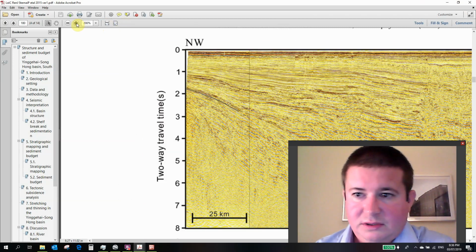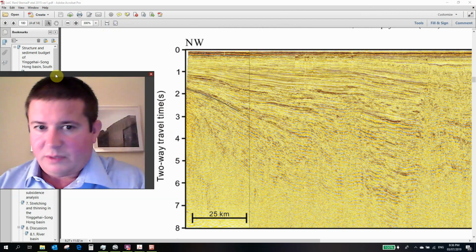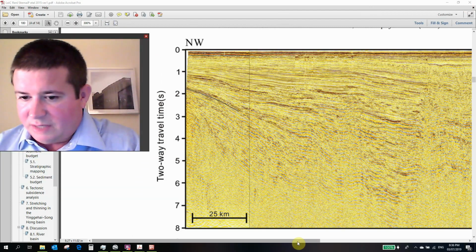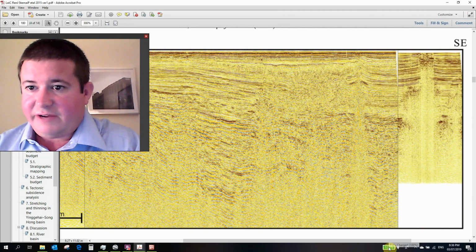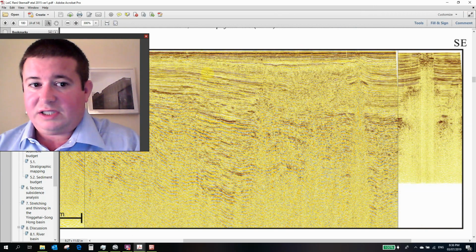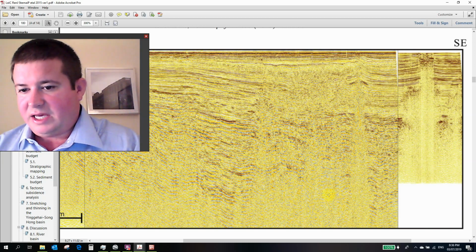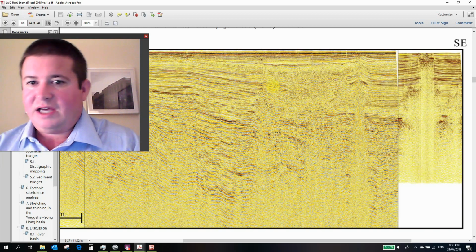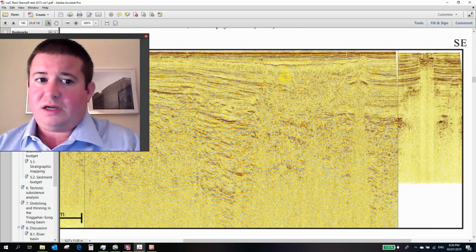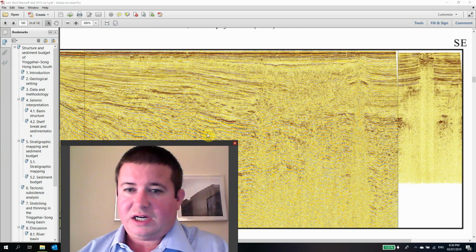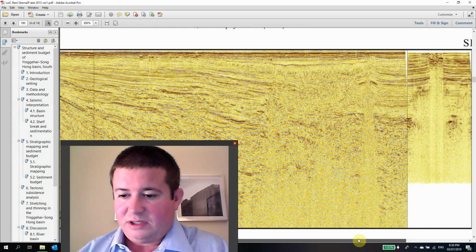Okay, so it's this area here that I'm interested in. You can see these continuous reflectors here, and continuous reflectors here. This area here is chaotic. You're starting to get some reflectors back here, but you've got a big chaotic area here. So this area interests me a lot. It's the shallow area that interests me.